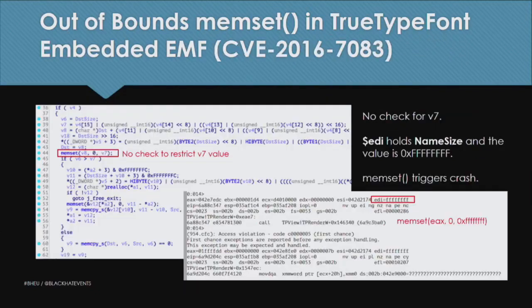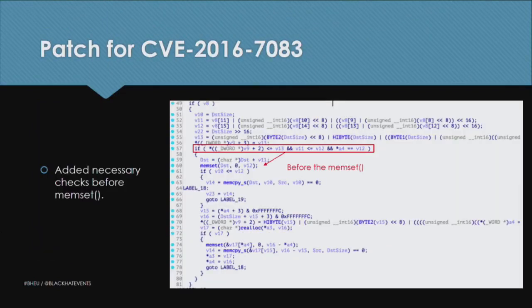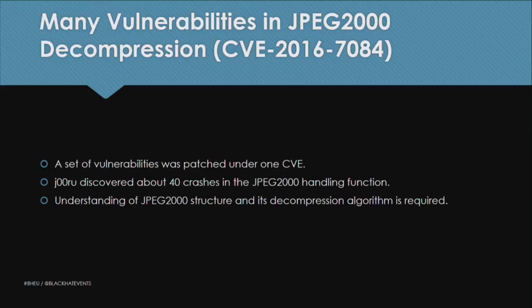Now look at the IDA screenshot. Variable v7 is the name size that we can control. Before the memset call, there is no check on v7 to ensure its value. In the WinDbg picture, the EDI register is the name size. It is set to a very large number, hex 8F. And after we call memset, it causes the memory corruption. The patch code added some necessary checks before the memset call to mitigate the vulnerability.